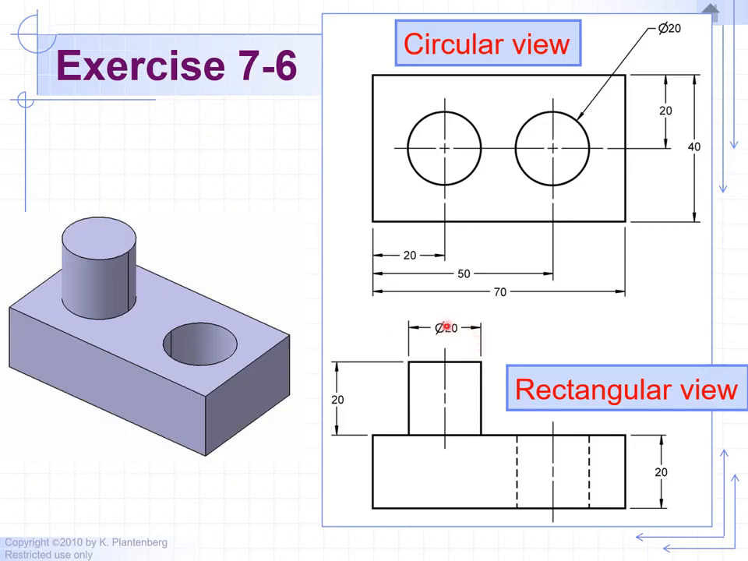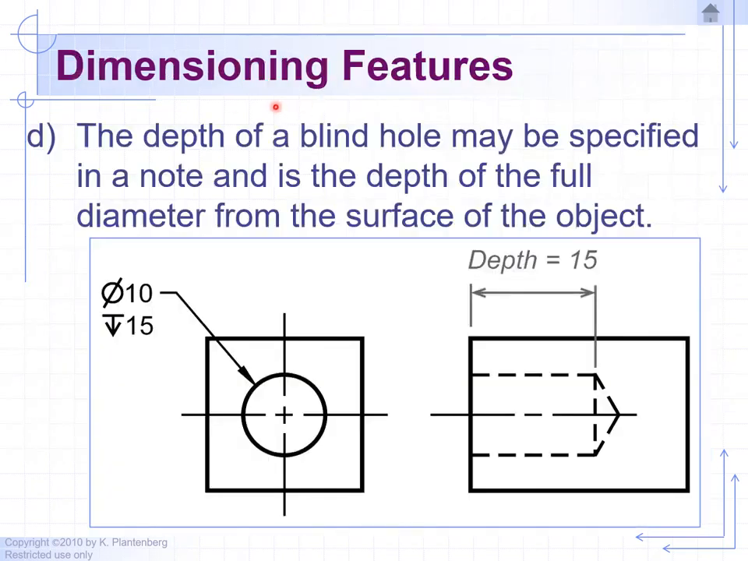when they see this diameter 20 dimension on a rectangular view, right away they know, oh, this is a cylinder. When they see a circle dimension with the diameter, that tells them, oh, it's a hole. So this obviously is a hole. This here is a cylinder. This rarely comes up, but once in a while you will encounter this type of rule to follow.